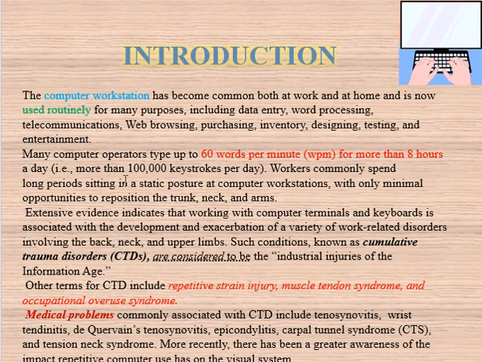Workers commonly spend long periods sitting in a static posture at computer workstations with only minimal opportunities to reposition the trunk, neck and arms. Basically, extensive evidence indicates that working with computer terminals and keyboards is associated with the development and exacerbation of a variety of work-related disorders involving the back, neck and upper limbs. Such conditions, known as cumulative trauma disorders, are considered to be the industrial injuries of the information age. Other terms for CTD include repetitive strain injury, muscle tendon syndrome, and occupational overuse syndrome.